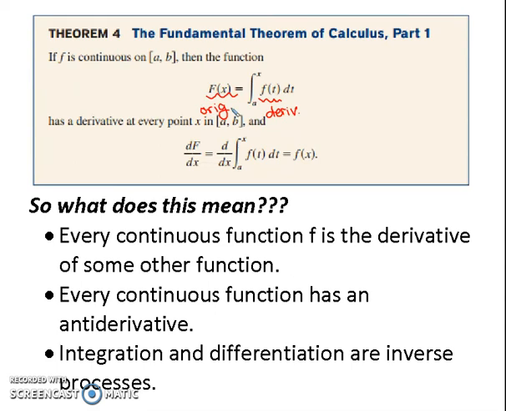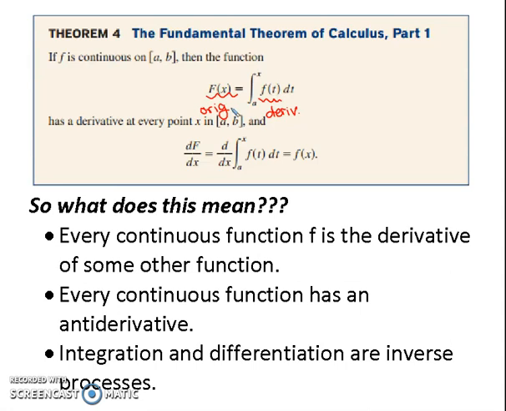So what exactly does this part 1 of the fundamental theorem of calculus mean? Well, it means that every continuous function f is the derivative of some other function. So every function is the derivative of something else. And every continuous function has an antiderivative. So that means every continuous function I can integrate and work backwards and figure out what it is the derivative of.